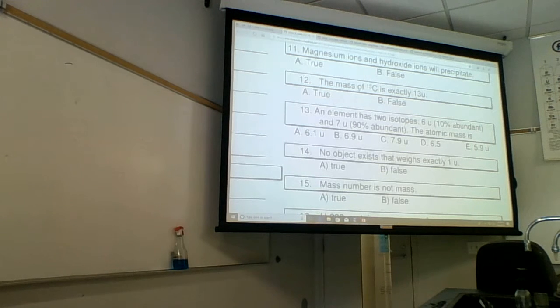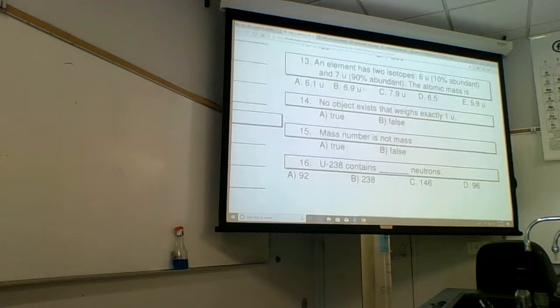But in this case, it's 90% 7. If it's 90% 7, it's going to weigh 6.9. So it's going to be 90% of the weight of 7. So 6.9, it's one way to do it. The other way is just put it in the algebraic equation and solve for the average.